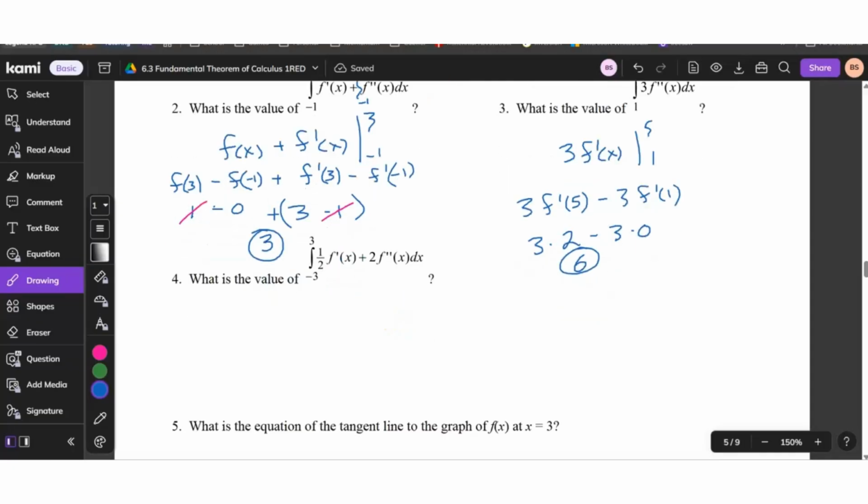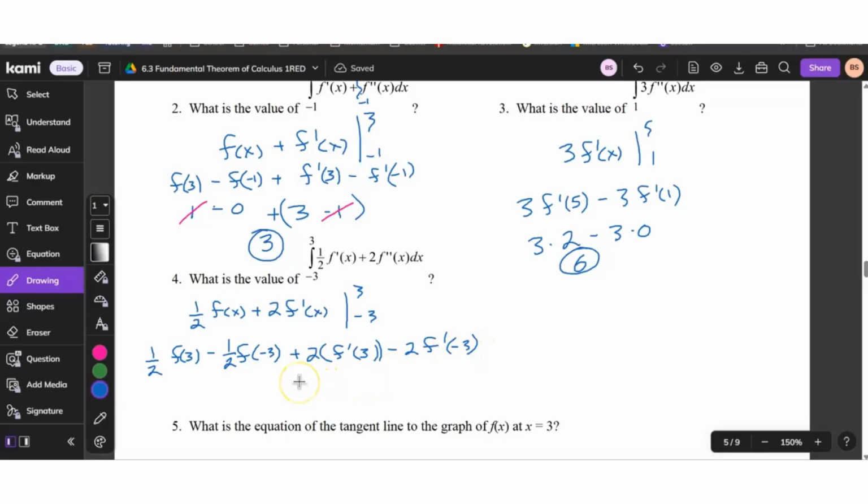All right, next one. Last one. Nope, not last one. Next one. Okay. This is going to be 1/2 of f of x plus 2 times f prime of x evaluated from 3 to negative 3. So, 1/2 times f of 3 minus 1/2 of f of negative 3 plus 2 times f prime of 3 minus 2 times f prime of negative 3. And then I've got to go look those up.